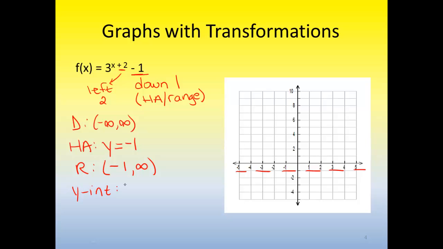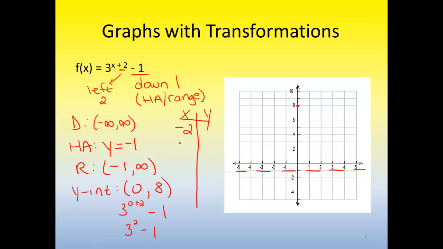And my y-intercept, well, you plug in x equals 0, and you get 3 to the 0 plus 2 minus 1. That's 3 squared minus 1. 9 minus 1 is 8. So the question then is, well, where's that left 2? Well, let's build our table of values and see if we can't find it.